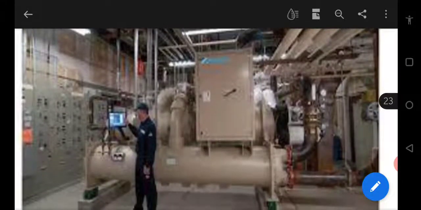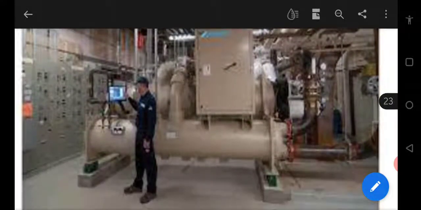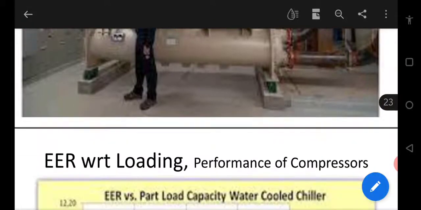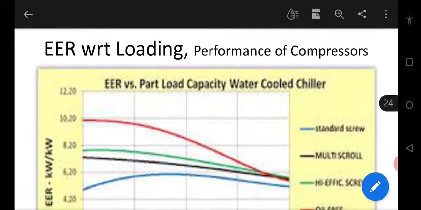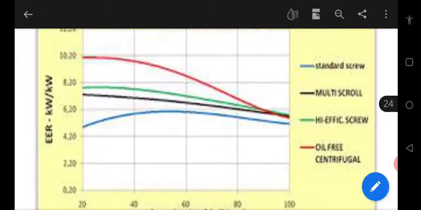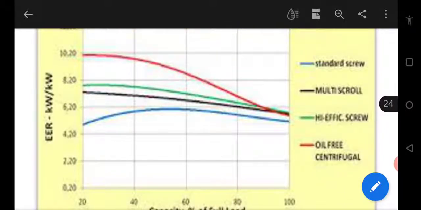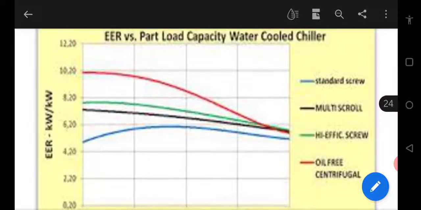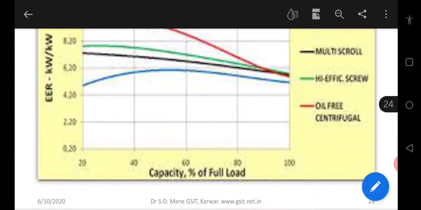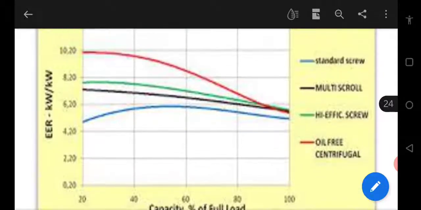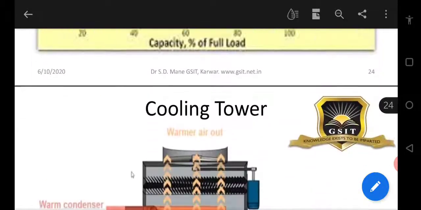So this is how physically a chiller looks like, the basement of the building. You can see the huge chiller. And I think I was discussing the various types of compressors. So you can see at 100% load, on the x-axis, all the compressors have the same efficiency, the same EER, but that is around almost 5. But at part load, they vary. So that is why when you are designing a system, various types of compressors are used, like a screw compressor, scroll compressor, high efficiency screw compressor, and oil-free centrifugal compressor. So you have to choose the proper size of compressor.